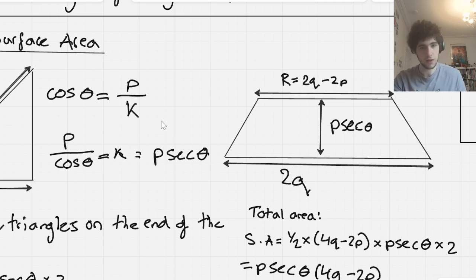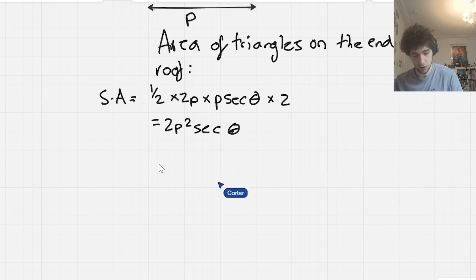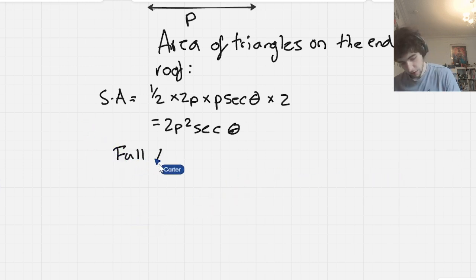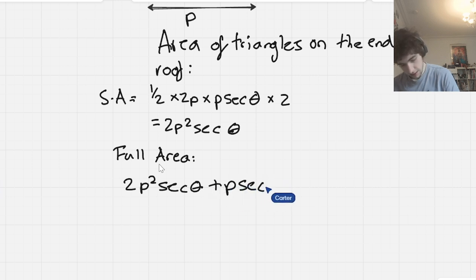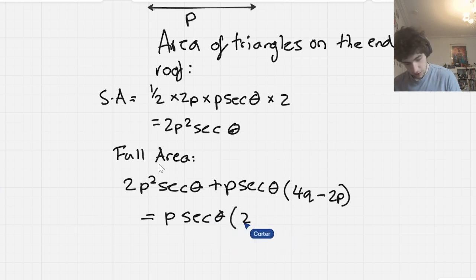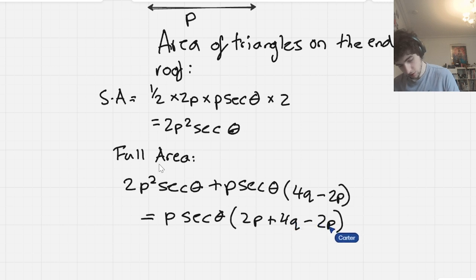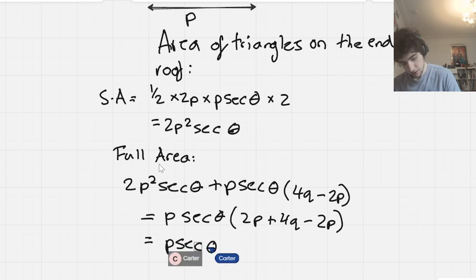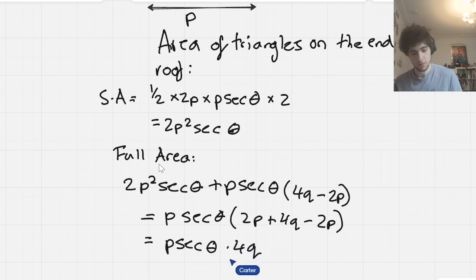Now, to figure out the full area, we just add those two contributions together. So the full area gives us 2p squared sec theta plus p sec theta multiplied by 4q minus 2p, which is equal to, we can factor out p sec theta, and that gives us 2p add 4q minus 2p. So those 2p and the minus 2p cancel, and that ends up giving us literally just p sec theta multiplied by 4q. And that is the surface area.